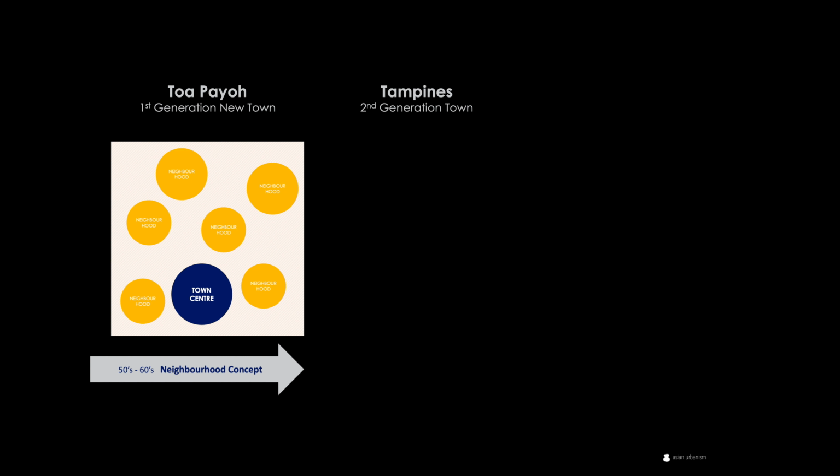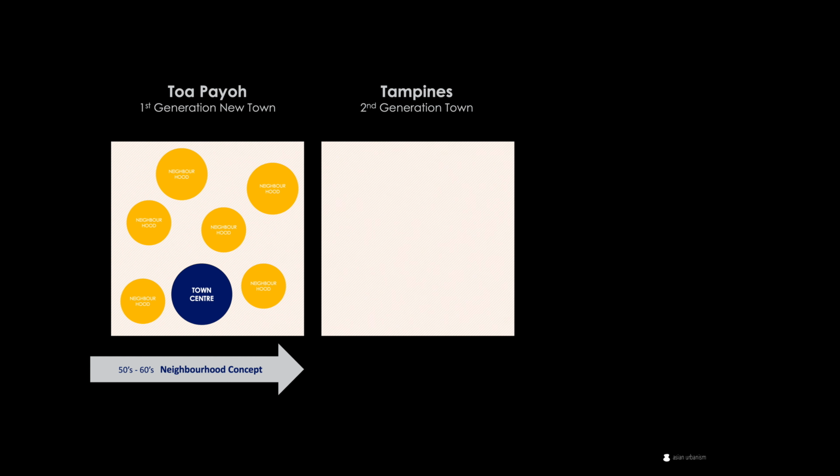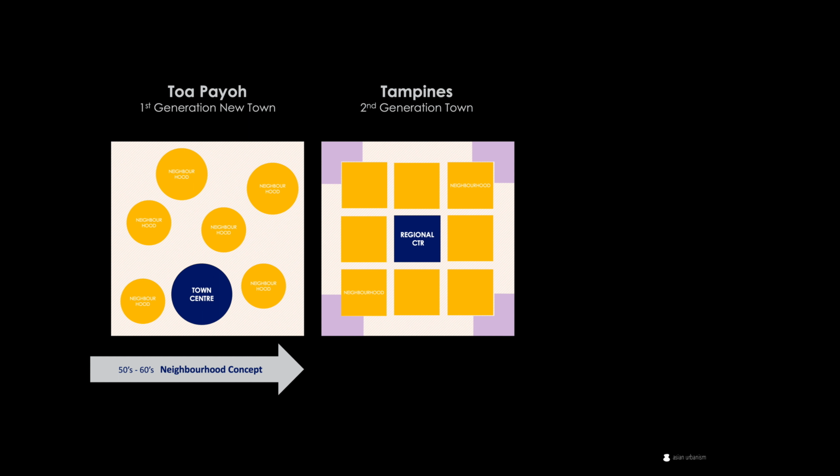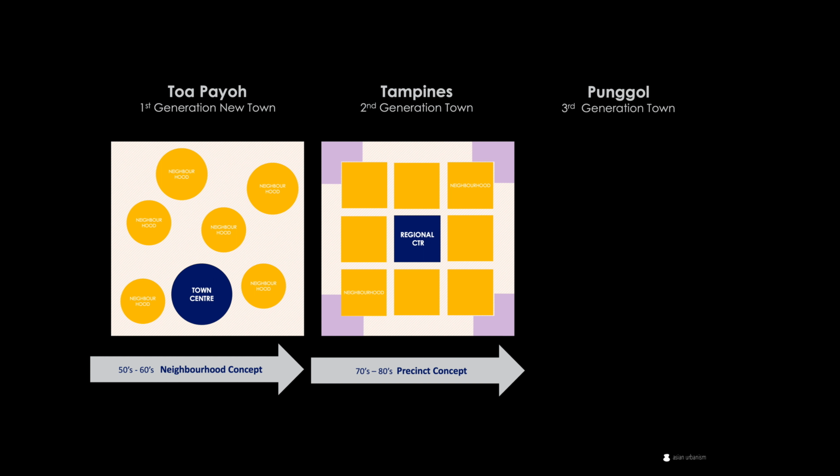Second, Tampines second generation town. The model has a town center which also functions as a regional center surrounded by neighborhoods comprised of smaller precincts. Each neighborhood has about 8 to 12 precincts. Developed in 70s and 80s era, this model is also known as precinct concept.